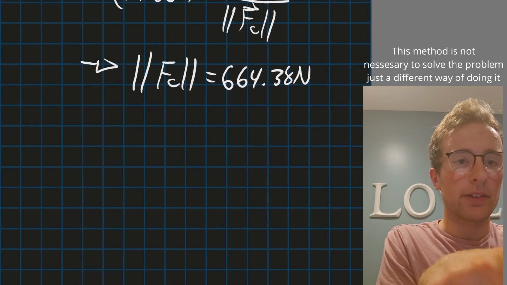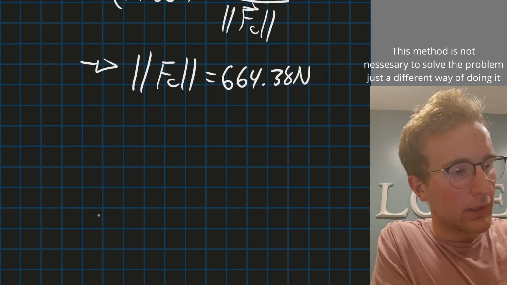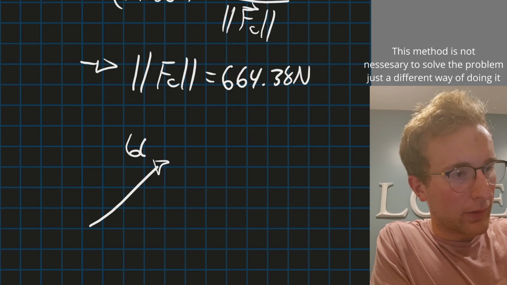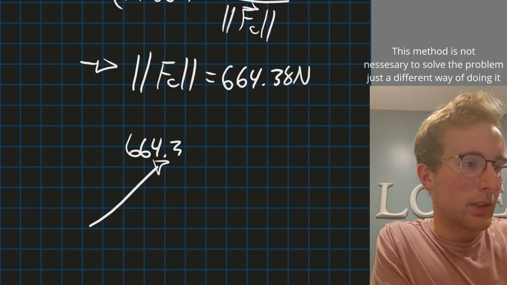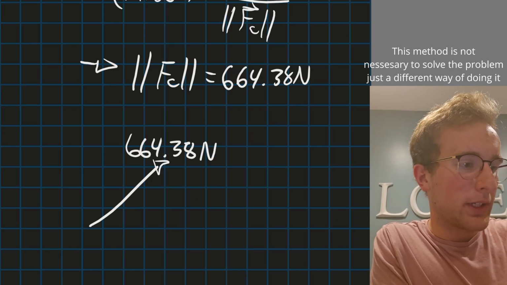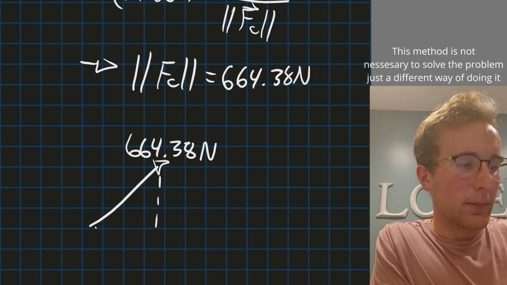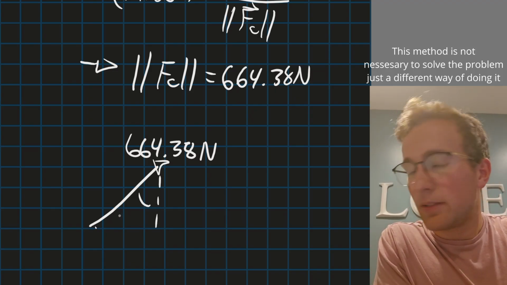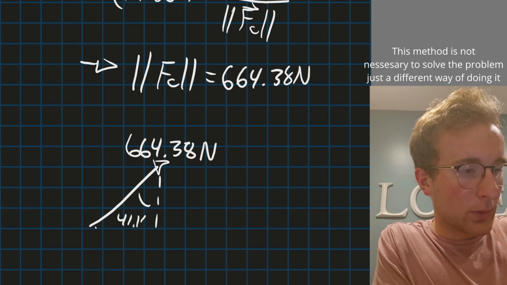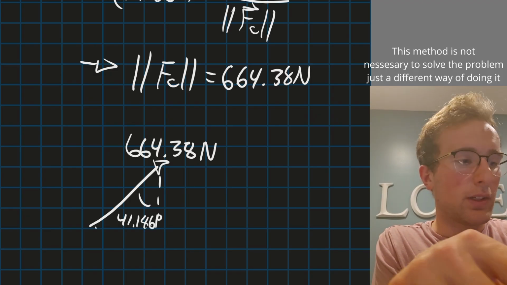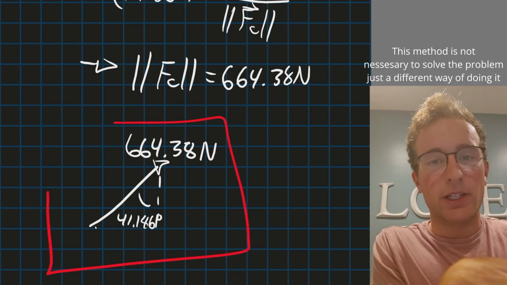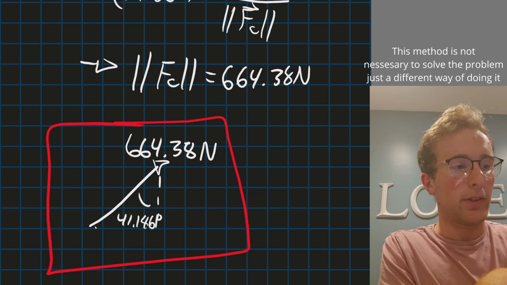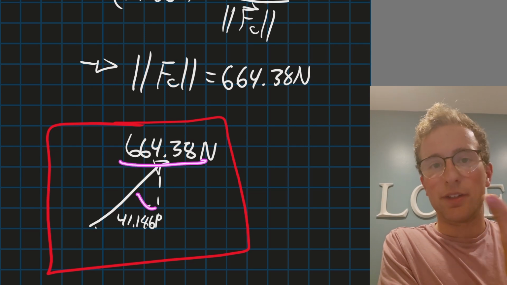So we just found our answer as a vector of magnitude 664.38 newtons and some angle, 41.186 degrees. And that's our answer for the reaction force at C. We specified its magnitude and direction, in this case just graphically.